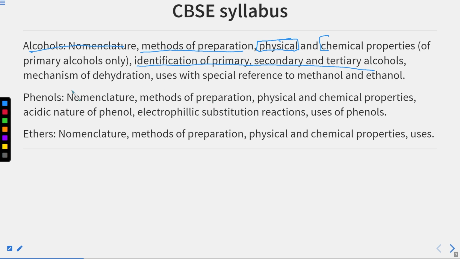Yes, this one is also completed. That is the mechanism of hydration, and uses with special reference to methanol and ethanol. Today we will be seeing phenols, methods of preparation. Nomenclature was already covered in the first class along with the nomenclature of alcohols. Plus, we will also look at the physical properties of phenols and the physical properties of ether.